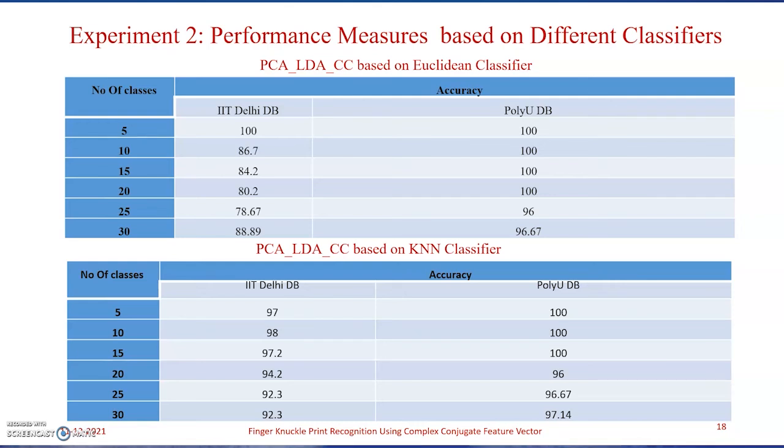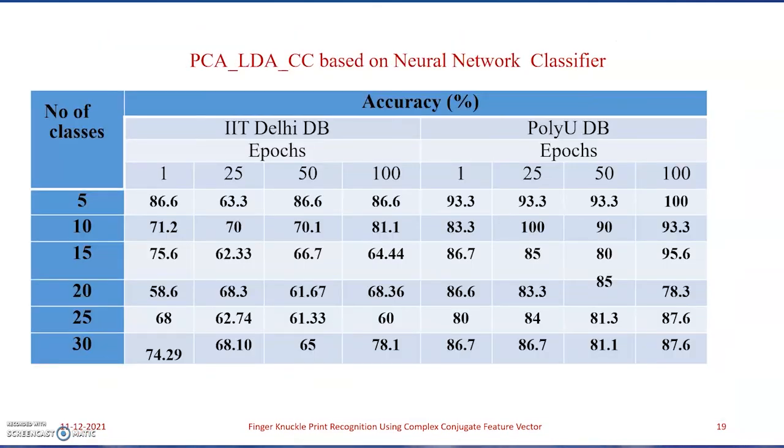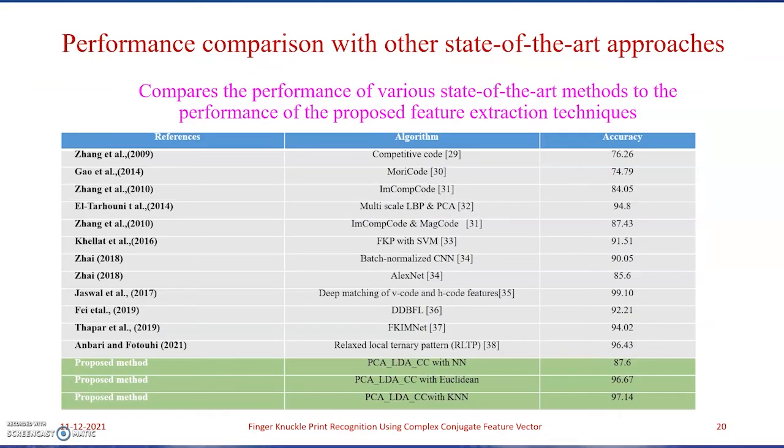And again for the KNN classifier, it scored 92% for IIT and 97% for PolyU. Almost always the PolyU database scored a better accuracy when compared with IIT. And for the neural network also it is the same case: it scored 87.6% for 100 epochs for PolyU, and for the same epochs IIT scored 78% accuracy.